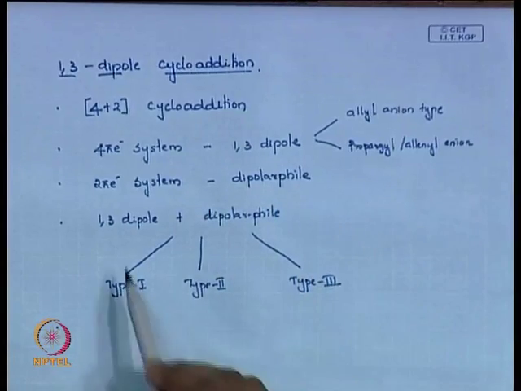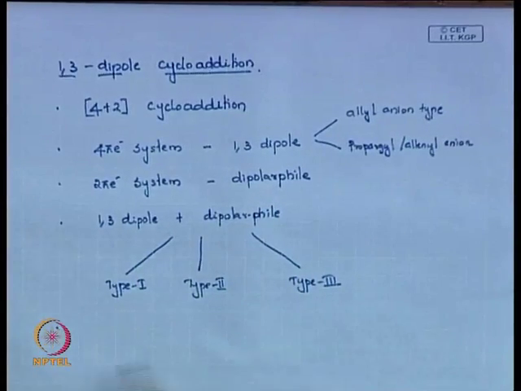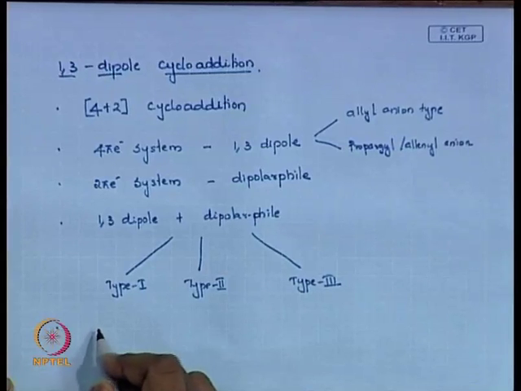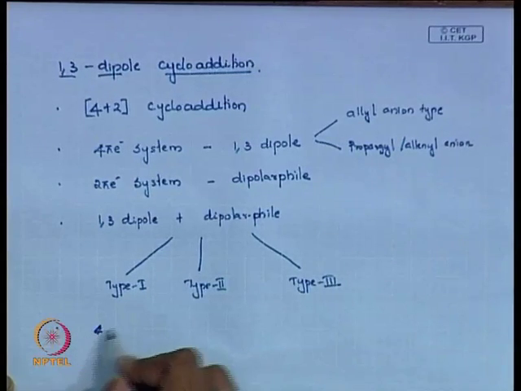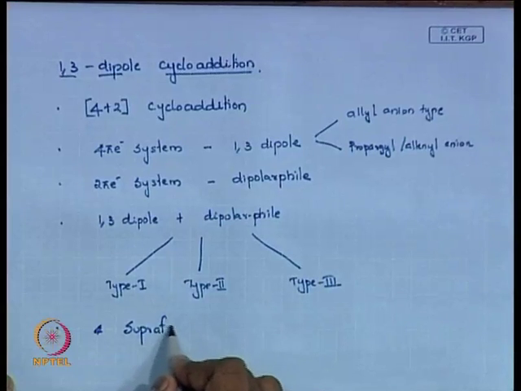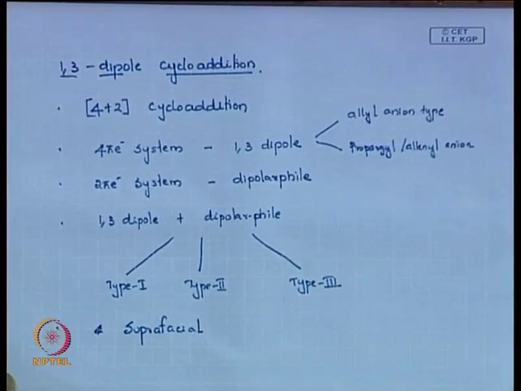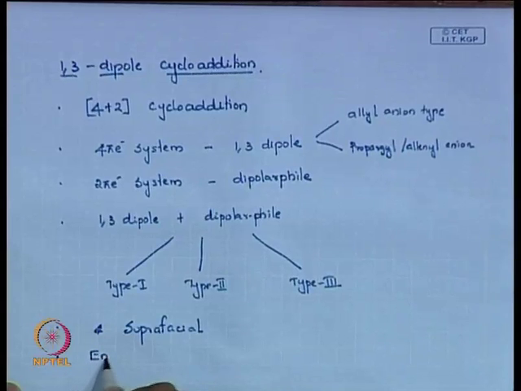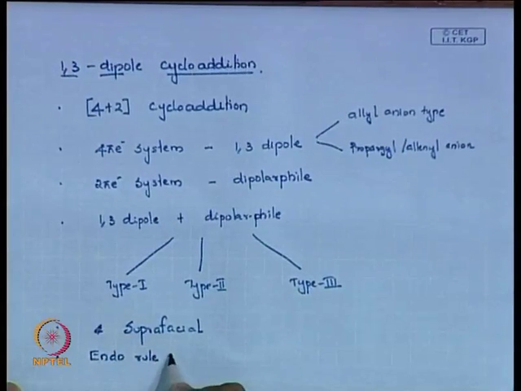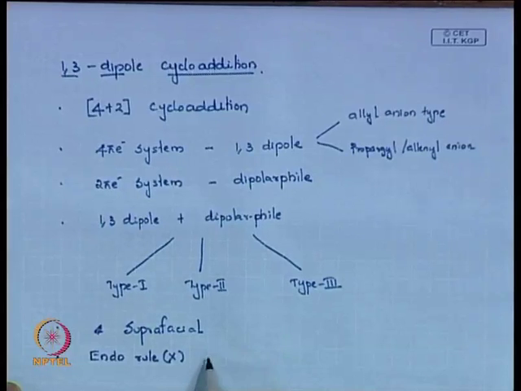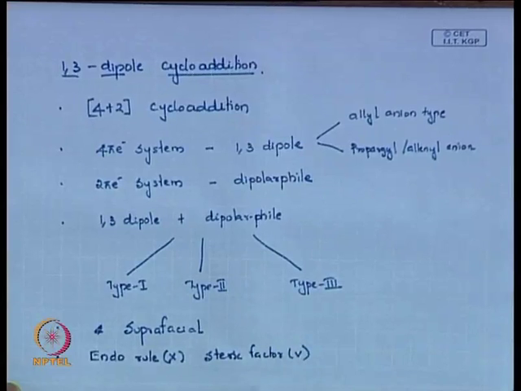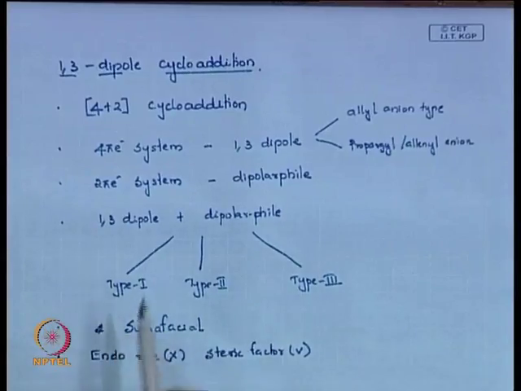And this is your dipolarophile, and you can classify them in 3 types. Another thing you have to watch is that it is suprafacial. It undergoes a suprafacial cycloaddition similar to your Diels-Alder reactions. The main point is that the endo rule does not work here. Okay. The steric factor plays a vital role in the product determination. Fine. So, these are some important things you have to remember.